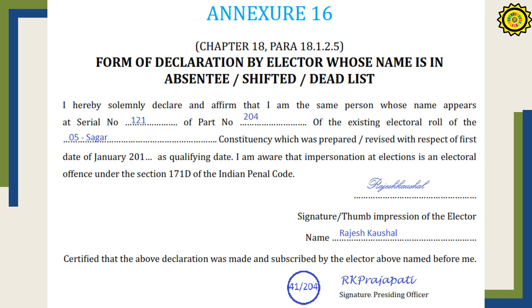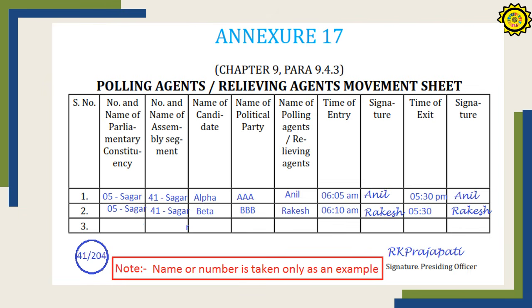The format shown is the declaration by the elector whose name is in the ASD list. After making the necessary entries, the elector will sign the declaration. The sheet shown is the polling agents' or relieving agents' movement sheet. It should be maintained at each polling station, in which each and every polling agent shall be required to sign, indicating the time at which he or she came and also when they left the polling station.